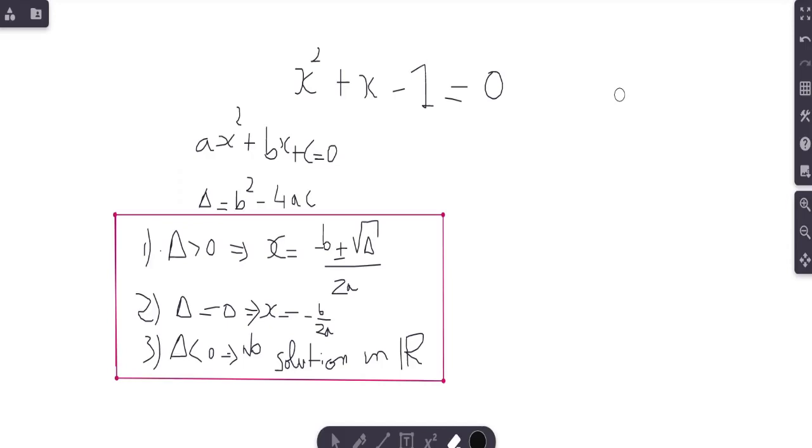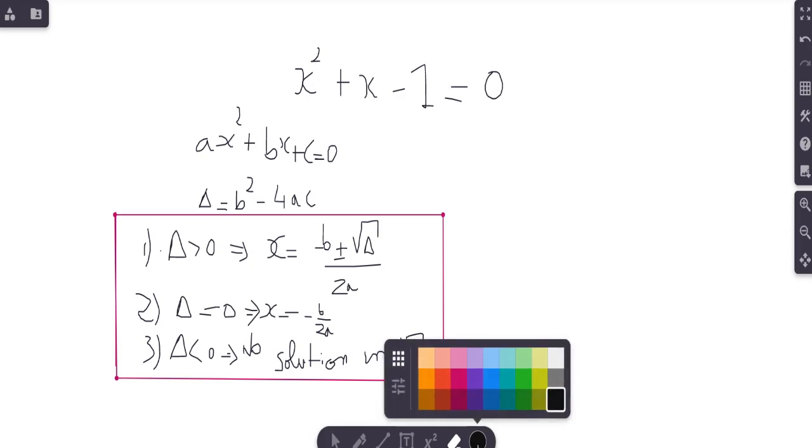So today we are going to solve a quadratic equation, or second degree equation. The equation is x squared plus x minus 1 equals 0. Okay. So first we are going to remember what a second degree equation is.